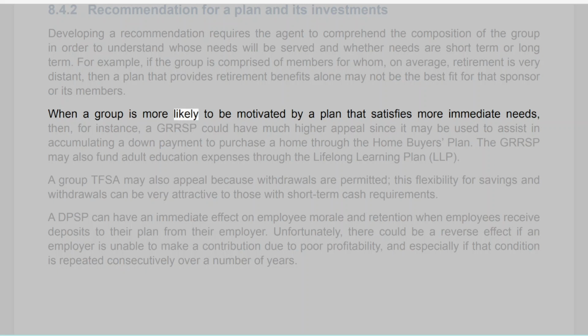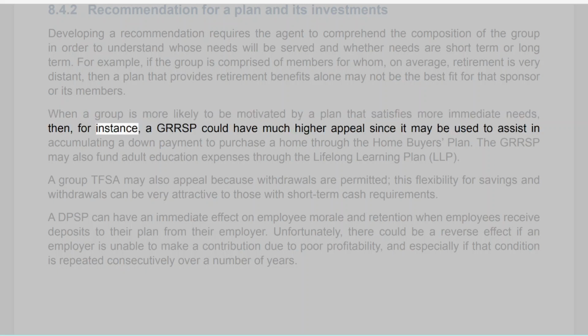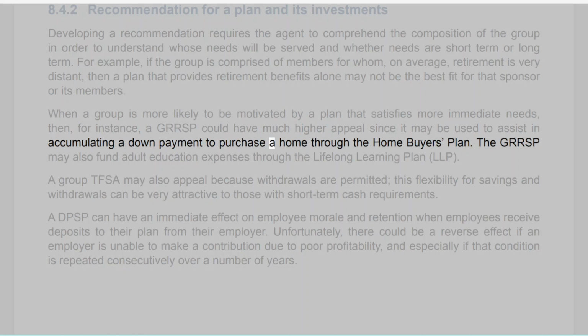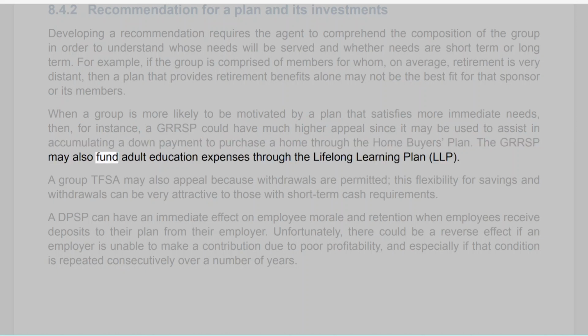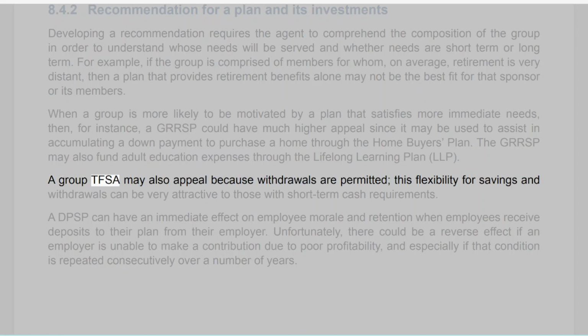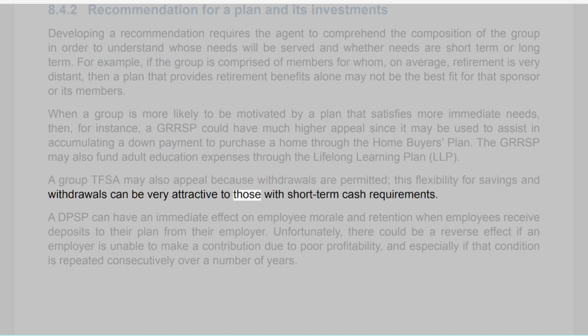When a group is more likely to be motivated by a plan that satisfies more immediate needs, then, for instance, a GRRSP could have much higher appeal since it may be used to assist in accumulating a down payment to purchase a home through the home buyer's plan. The GRRSP may also fund adult education expenses through the Lifelong Learning Plan, LLP. A group TFSA may also appeal because withdrawals are permitted. This flexibility for savings and withdrawals can be very attractive to those with short-term cash requirements.